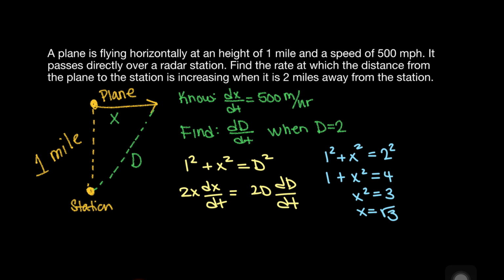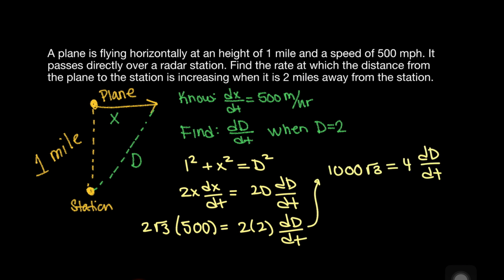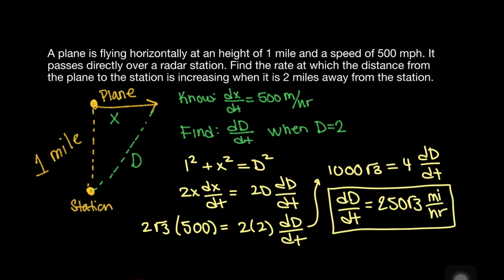And so now that I know what x is at that instant in time we care about, I can plug all my numbers in. So I've got 2 root 3 times 500 has to equal 2 times 2 times dd/dt. And we can solve for dd/dt now. We've got, let's see, 1,000 root 3 equals 4 dd/dt. Divide both sides by 4. So that distance is changing at a rate of 250 root 3 miles per hour.